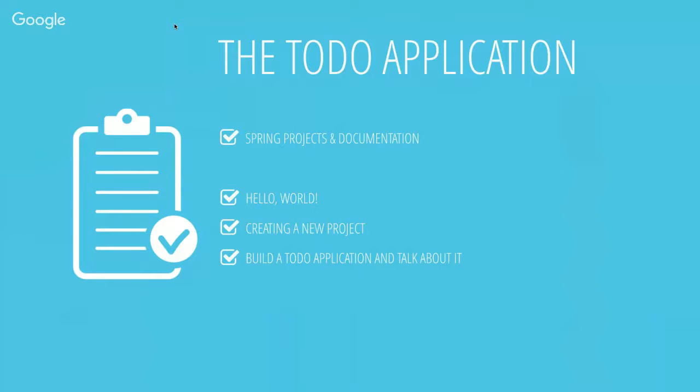We're going to build a to-do application and talk about it. So, what goes into building this application: creating the controller, creating the service, creating a Spring repository to access data. We're going to go through each of these things and talk about them. And we're also going to talk about setting up your development environment. Just a quick, what do you need and how can we get started?